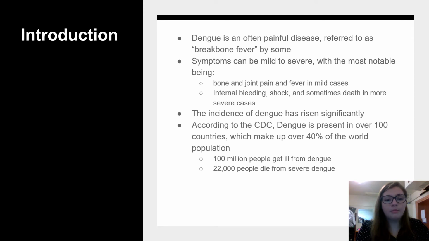Dengue is dubbed breakbone fever by some countries, and this is due to its most common symptom of bone and joint pain, as well as fever in more mild cases, which can become internal bleeding, shock, and sometimes even death in more severe cases. According to the CDC and the World Health Organization, the incidence of dengue has significantly risen in the past decade. According to the CDC, dengue is present now in over 100 countries, which make up 40% of the world's population. They also found that 100 million people will be ill from dengue in a year, and of those, 22,000 people may die from severe dengue.